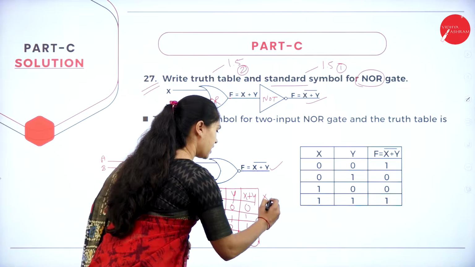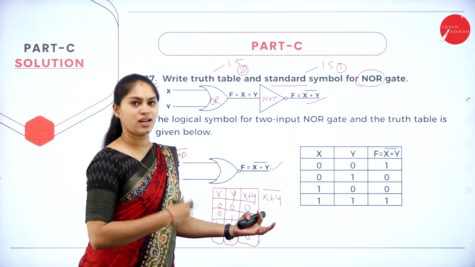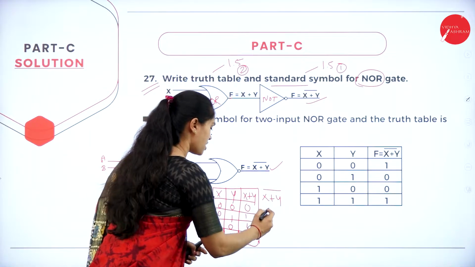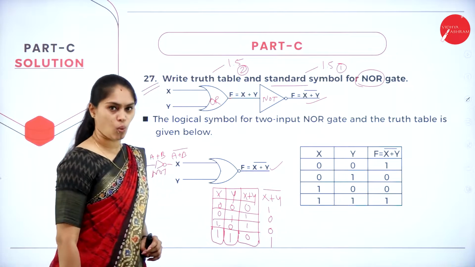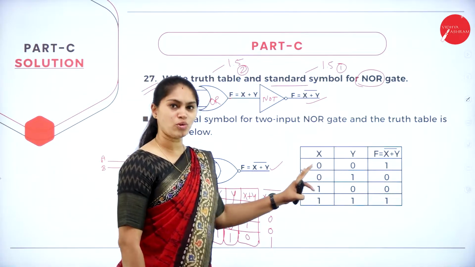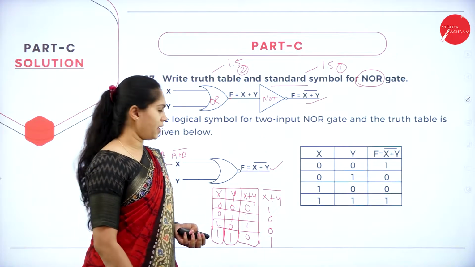What if I invert x plus y, giving x plus y bar? All the 0s will become 1 and all the 1s will become 0. So here 0 will become 1, 1 will become 0, 1 will become 0 and here 0 will become 1. This is how the truth table of the two input NOR gate will look.